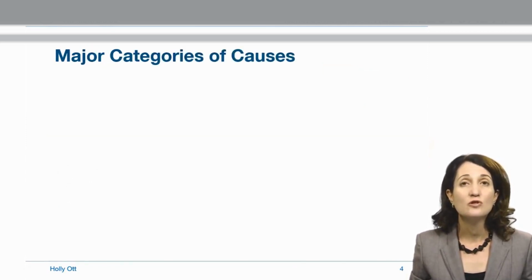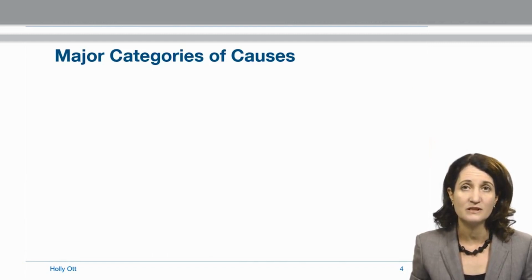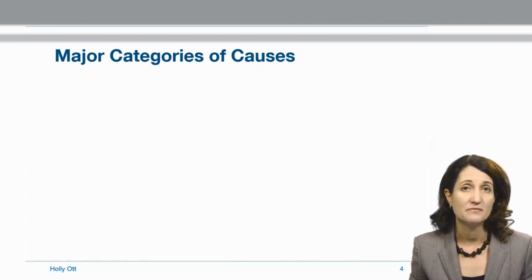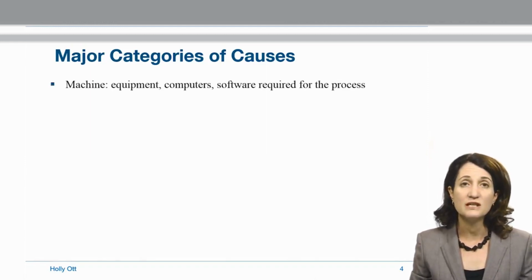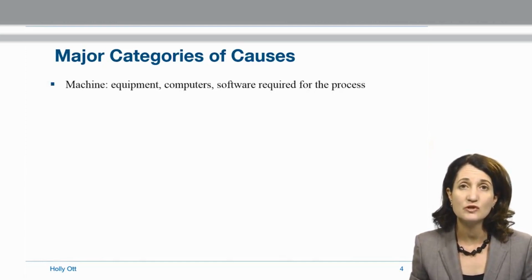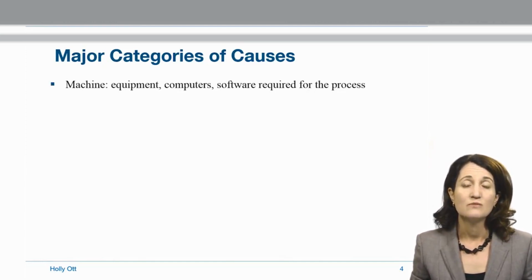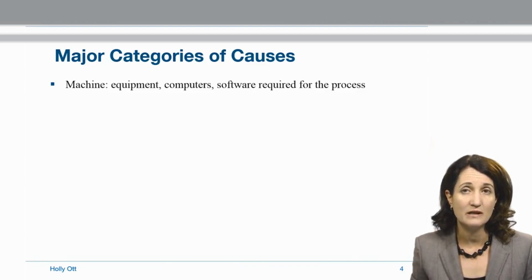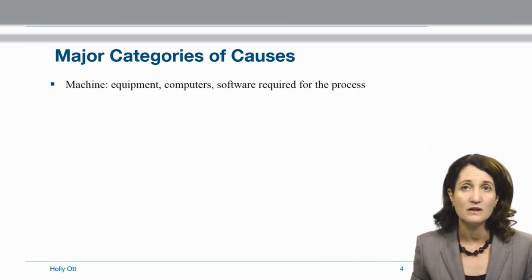So to follow a uniform format, the causes should be investigated and recorded under several major categories. And these are shown then as major stems in the diagram. And we have them as machine, material, measurement, methods, manpower, and environment. So for example, the machine means the equipment that you're using, computers that may be used, anything that's required for this particular process.